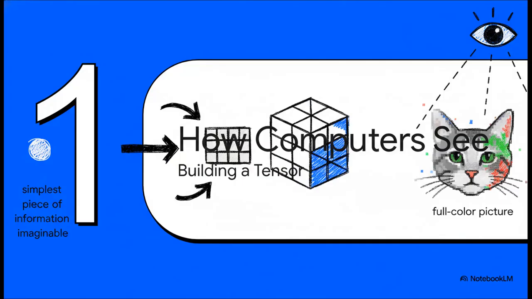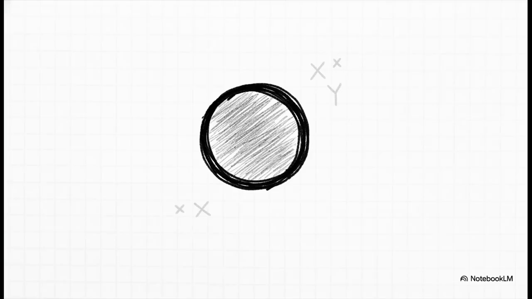So to really get a feel for what a tensor is, we're not just going to define it, we're actually going to build one from the ground up. We'll start with the simplest little piece of information you can imagine, and layer by layer, we'll construct the data for a full-color picture.